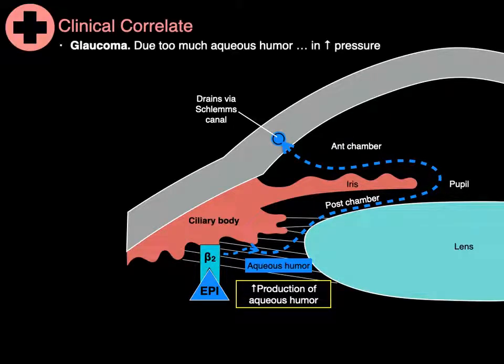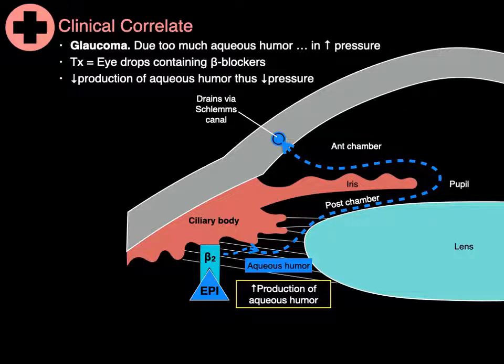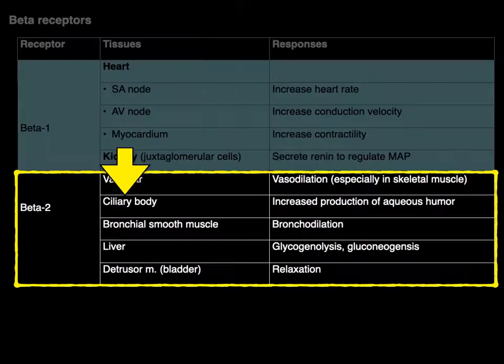Now, a clinical correlate is the condition of glaucoma, which is due to too much aqueous humor, which causes too much pressure, and it can get very serious, even resulting in blindness. A treatment is eye drops containing beta blockers. If you put those drops in the eye, the beta blockers block the beta 2 adrenergic receptors, which decreases the production of aqueous humor, thus decreasing pressure.